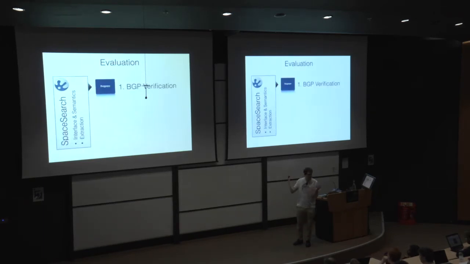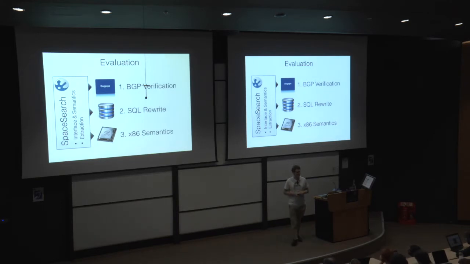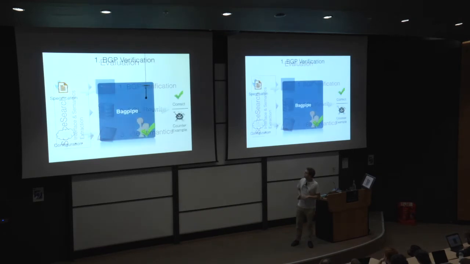Okay, now to the evaluation. We evaluated SpaceSearch by building three tools out of this, three solver-aided tools. The first one I already talked about. That's Backpipe to verify BGP configurations. The next tool that we built verifies the equivalence of SQL queries. And the last tool that I built verifies the equivalence of different x86 semantics. So let's start with the first one.